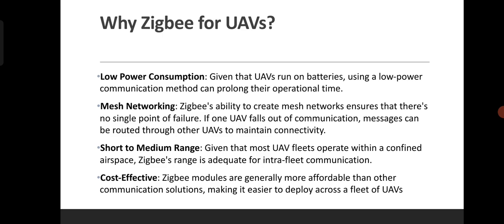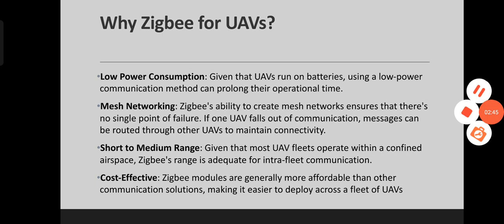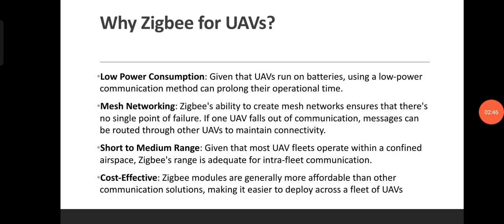Why Zigbee protocol for UAVs? Low power consumption, mesh networking, short to medium range, and cost efficiency. Basically, first is low power consumption. Given that UAVs run on batteries, using a low-power communication method can prolong their operational time. It means that we are able to increase the duration of the performance.